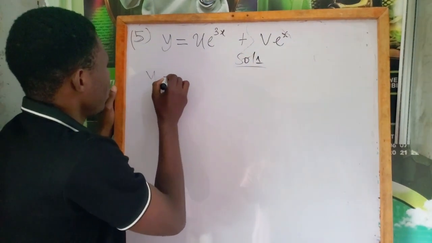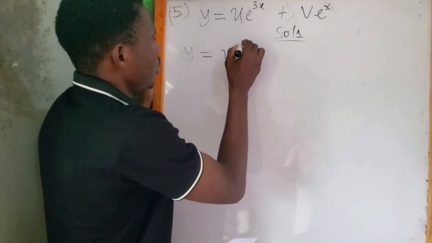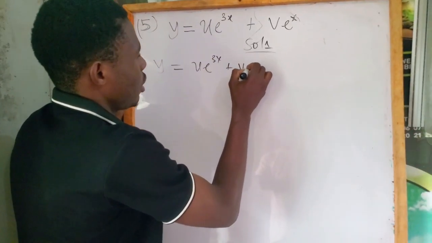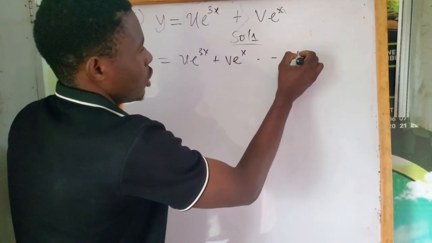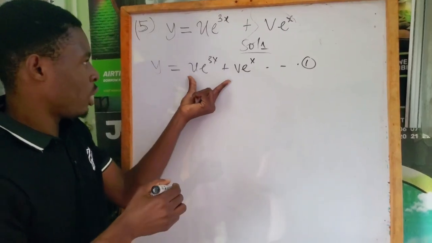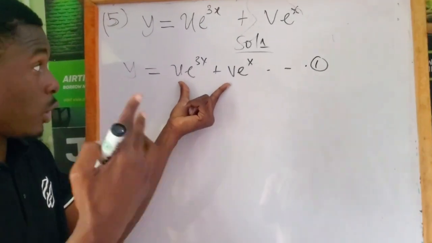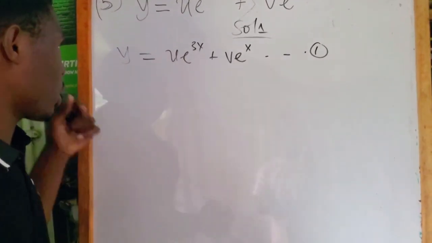So y is equal to a e to the 3x plus b e to the x. Let's call this equation 1. Now we need to take the derivative, but how many times do we have to differentiate y? Because we have 2 arbitrary constants.